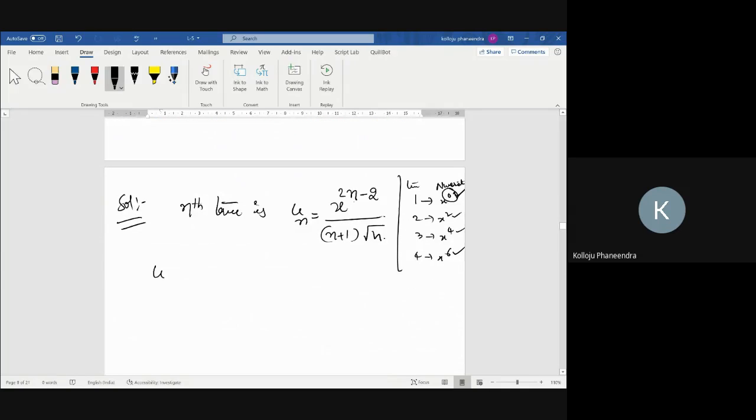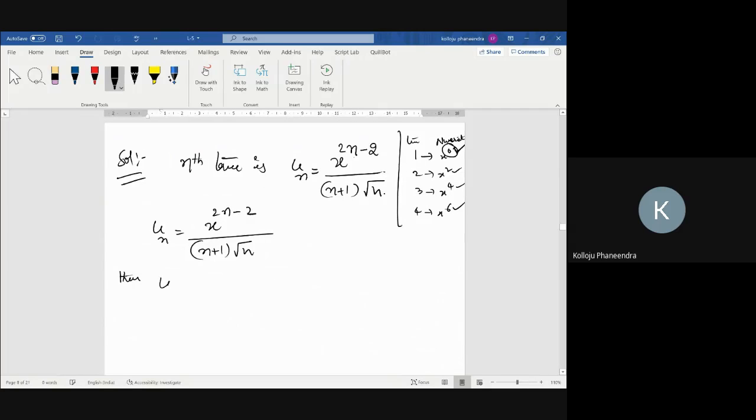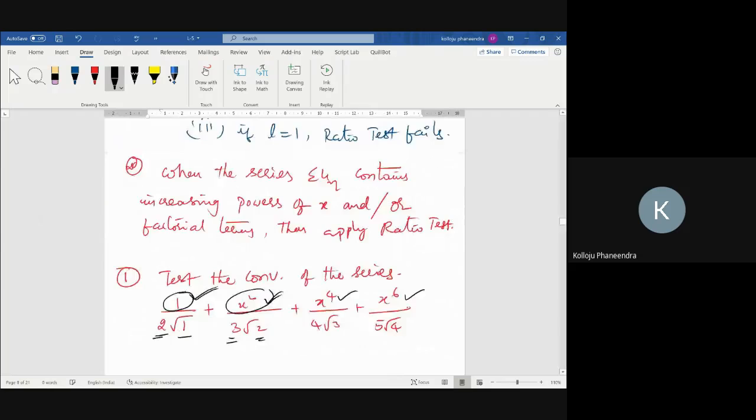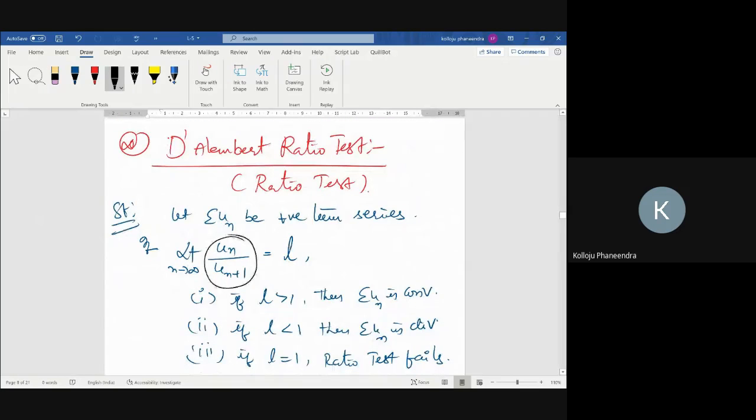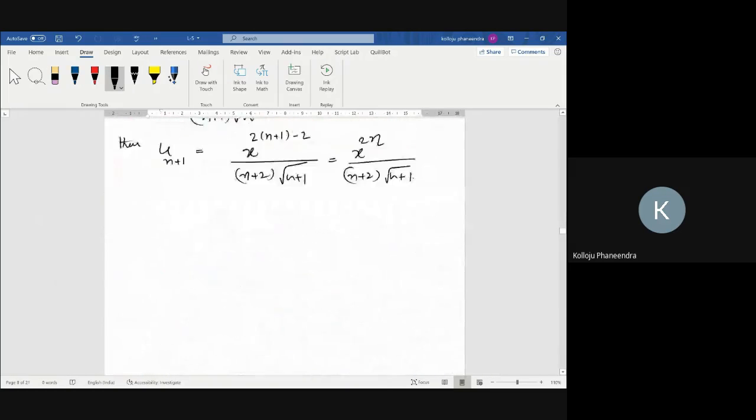So this is my nth term. Once again, I'm writing nth term here: x to the power of 2n minus 2 by n plus 1 root n. What is n plus 1th term? Just replace n by n plus 1. That is 2 into n plus 1 minus 2, which becomes x to the power of 2n, and n plus 2 under root n plus 1. And what is the ratio test statement? You have to consider un by un plus 1. So write un by un plus 1.